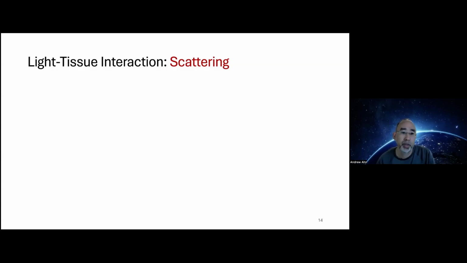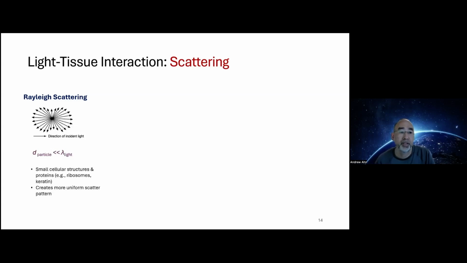and absorption. And scattering is particularly complex because it occurs several ways. First is Rayleigh scattering. This happens with particles much smaller than the wavelength of light and occurs with small cellular structures and proteins. Think of ribosomes and keratin. And this tends to create a more uniform scatter pattern.